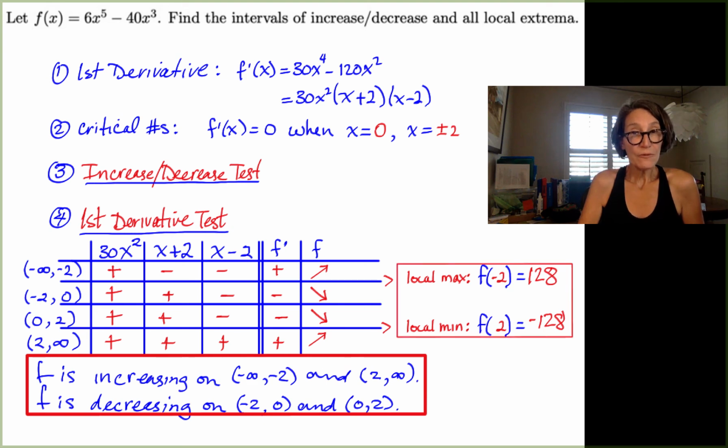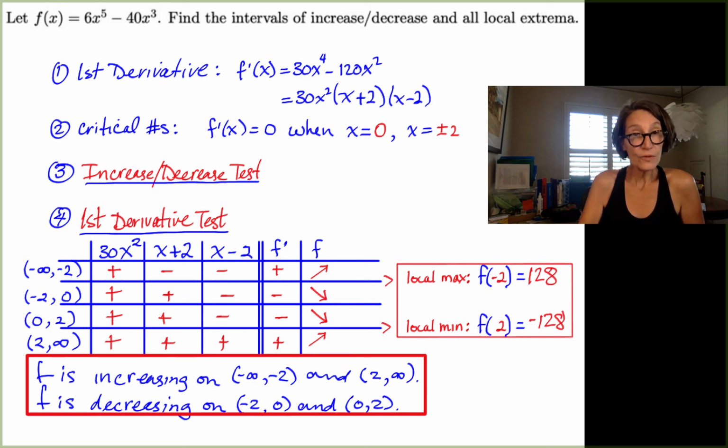So there's all the information we were looking for. We used a sign table instead of a sign diagram because we had 3 factors of the derivative that we had to test on 4 different subintervals. So a sign table was just a better way to organize our work. And we used 2 tests. We used the increasing-decreasing test and the first derivative test. So that's how to use the first derivative to get information about a function.